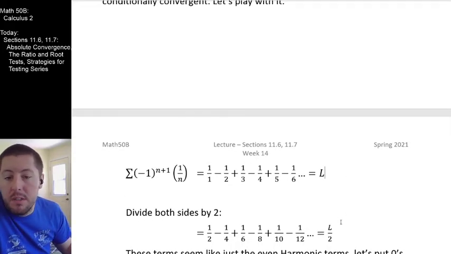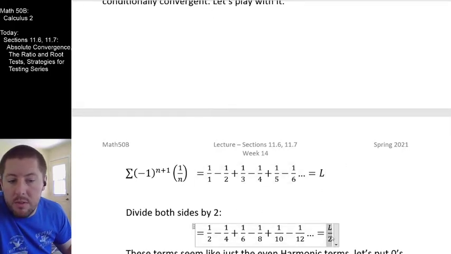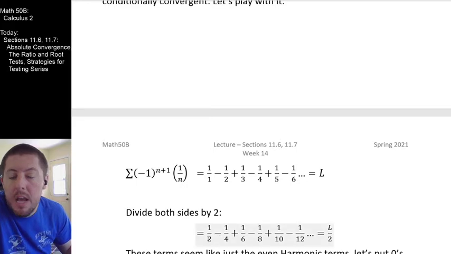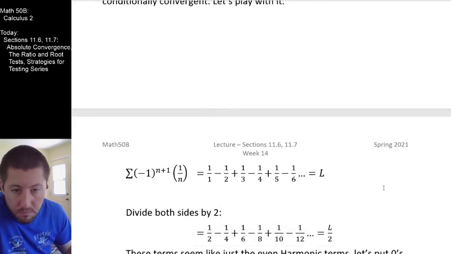What we're going to do first is divide both sides of this equation by 2. On the right, that's really easy. We get L over 2. On the left, we're just getting the multiples of 2 in the denominator, right? 1, 2, 2 to 4, 3 to 6, 4 to 8, 5 to 10, 6 to 12. So I just divided all of these fractions by 2. They're all only half as big as they were before, so they all have twice the denominator size. All the signs stayed the same.